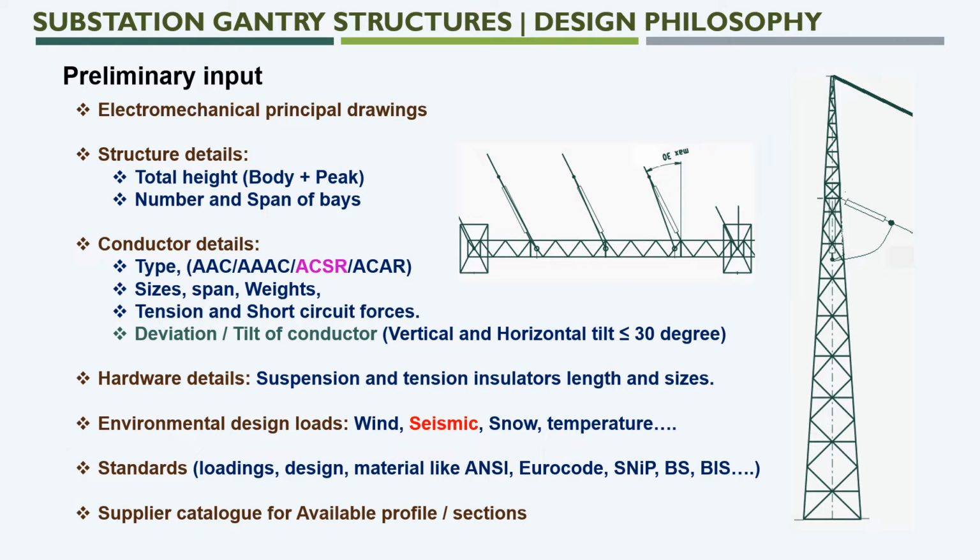But generally, in most cases, when the terrain is plain for both the transmission line and substation, there will be only the vertical upward tilt, because the transmission line generally has a taller tower than the substation. So the vertical tilt is in the upward direction only.